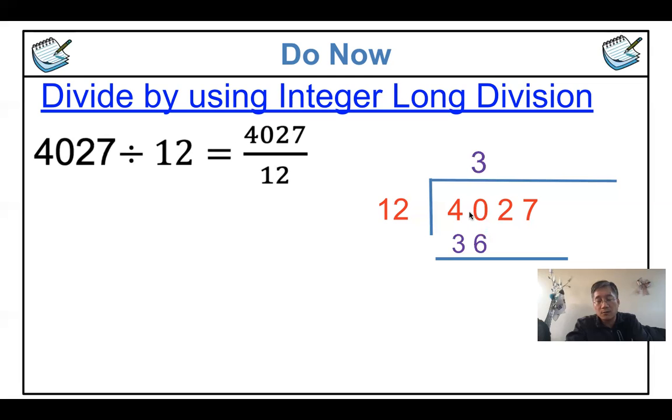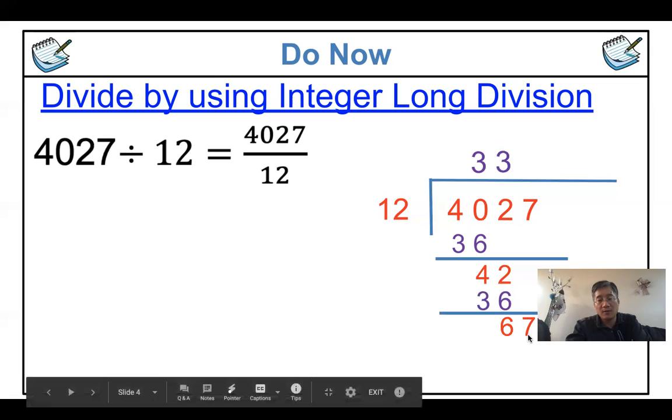Right? Then what do you do? You subtract. 40 minus 36 is 4, but you need to bring down the next number, right? That's why it's 42. And then how many 12 go into 42? Yes, again 3, right? So 3 times 12 is again 36. And if you subtract this time, 42 minus 36 is 6. And then bring the 7 down here, 67.